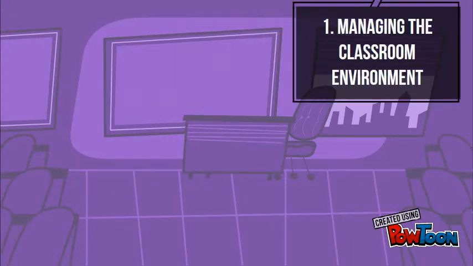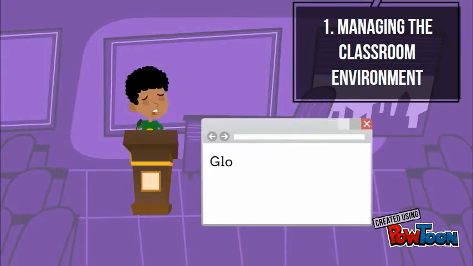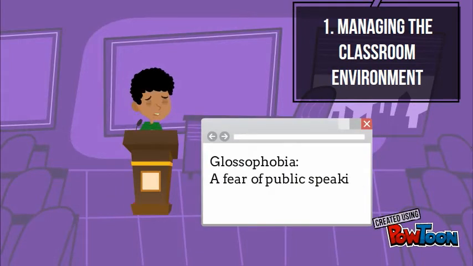Let's look at the first strategy: managing the classroom environment. According to a 2008 Australian news poll, close to a quarter of the population are more concerned about speaking in front of an audience than dying. A fear of public speaking is generally caused by anxieties that stem from a fear of failure, a fear of being judged, and a fear of being embarrassed.